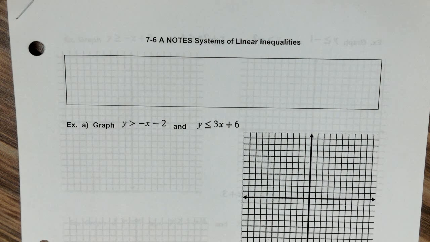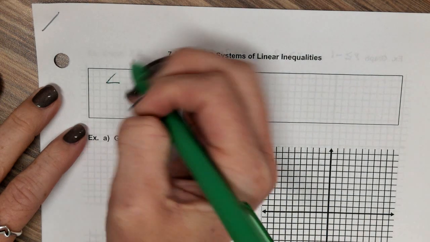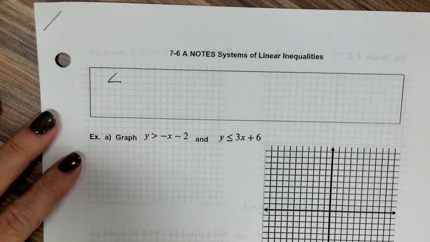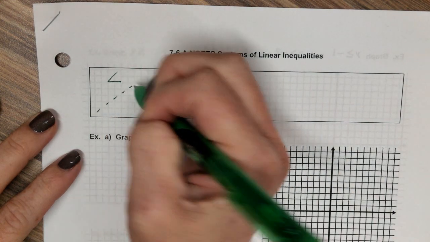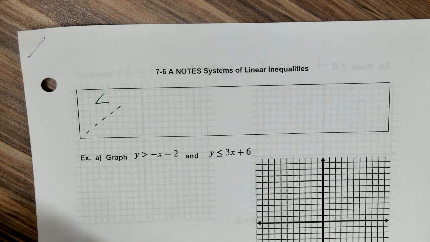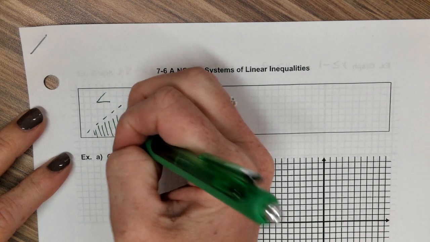So let's talk about it. If it's less than, would it be solid or dashed? So it would be dashed. And then which way would you shade? Up to the sky or down to the ground if it's less than? Down to the ground. So you would shade like this.